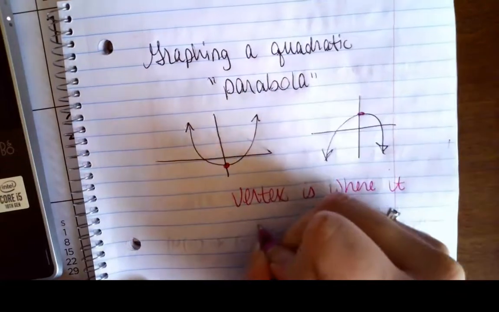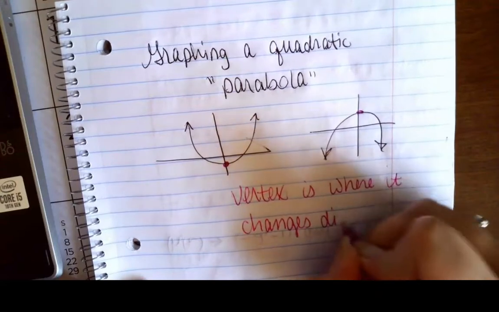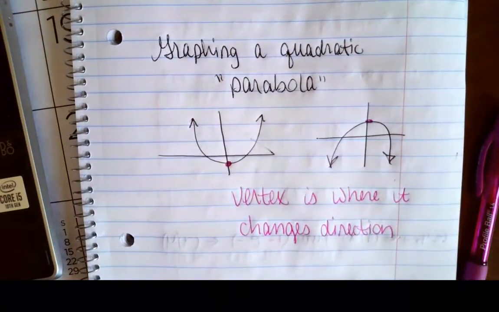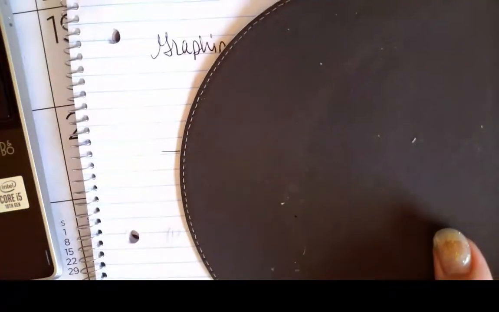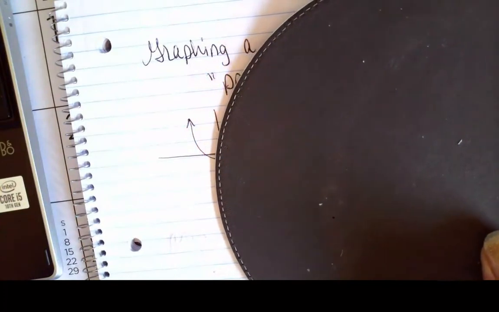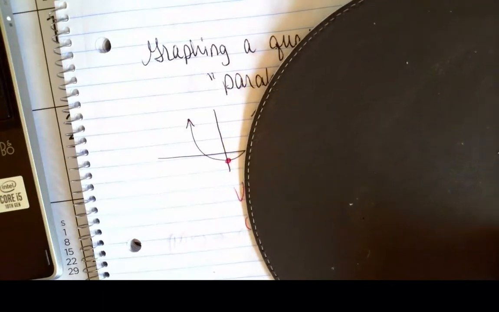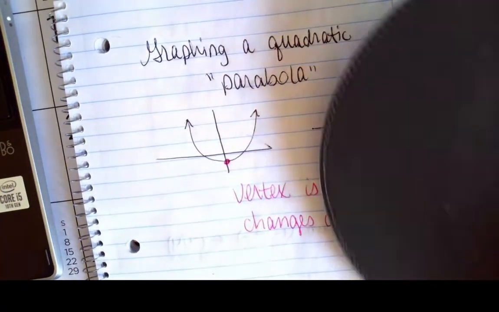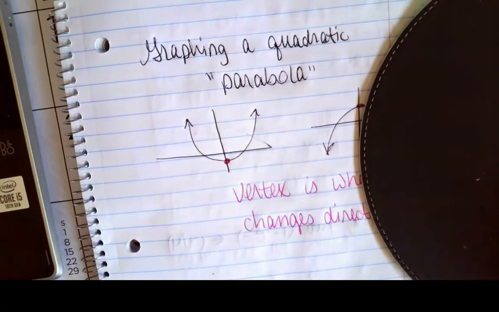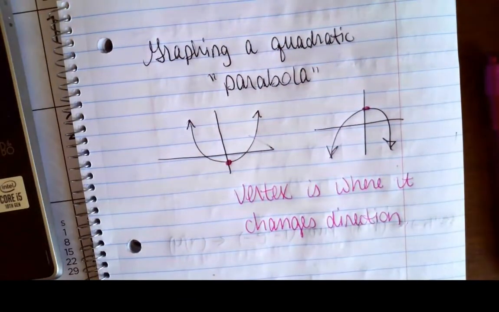So looking at this, if I read this from left to right, right now it's going down, down, down, down, down, down, and whoop, there's my vertex. And now it's going up, up, up, up, up. Okay, so look at this one. Right now it's going up, up, up, up, up. There's my vertex, and now it's going down, down, down, down, down. So your vertex is where it changes direction.